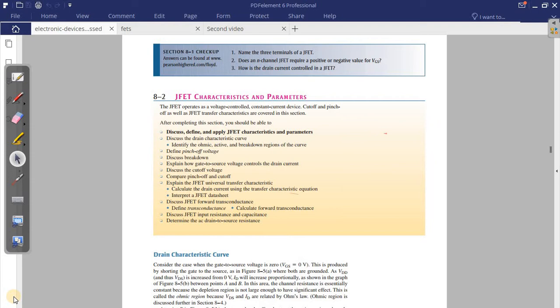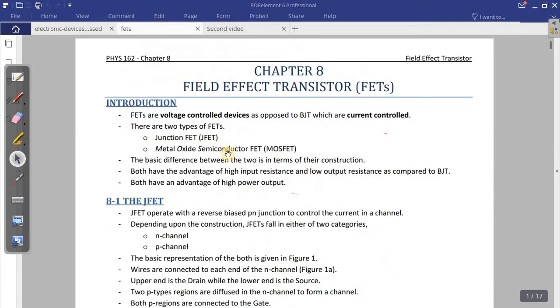Today we're going to talk about JFET characteristics and parameters. Let me remind you what we talked about last time in the previous video. In the previous video we talked about the two big concepts of FET: the junction field effect transistor and the metal oxide semiconductor FET. Then we said, let me focus on our JFET, the junction field effect transistor. We said that we've got two types, N channel and P channel.